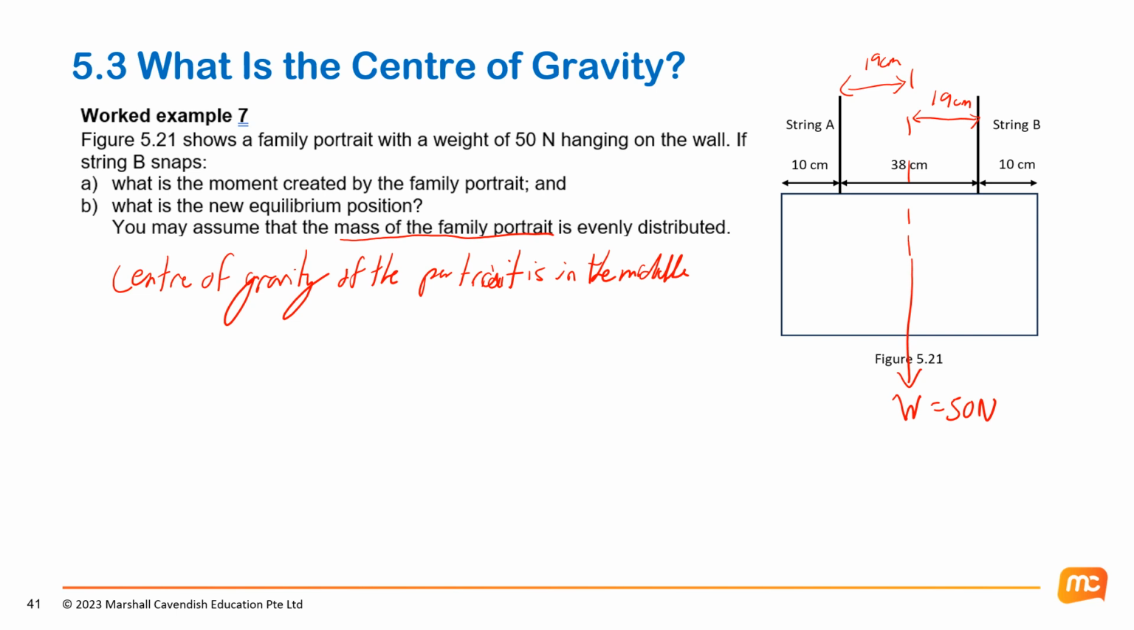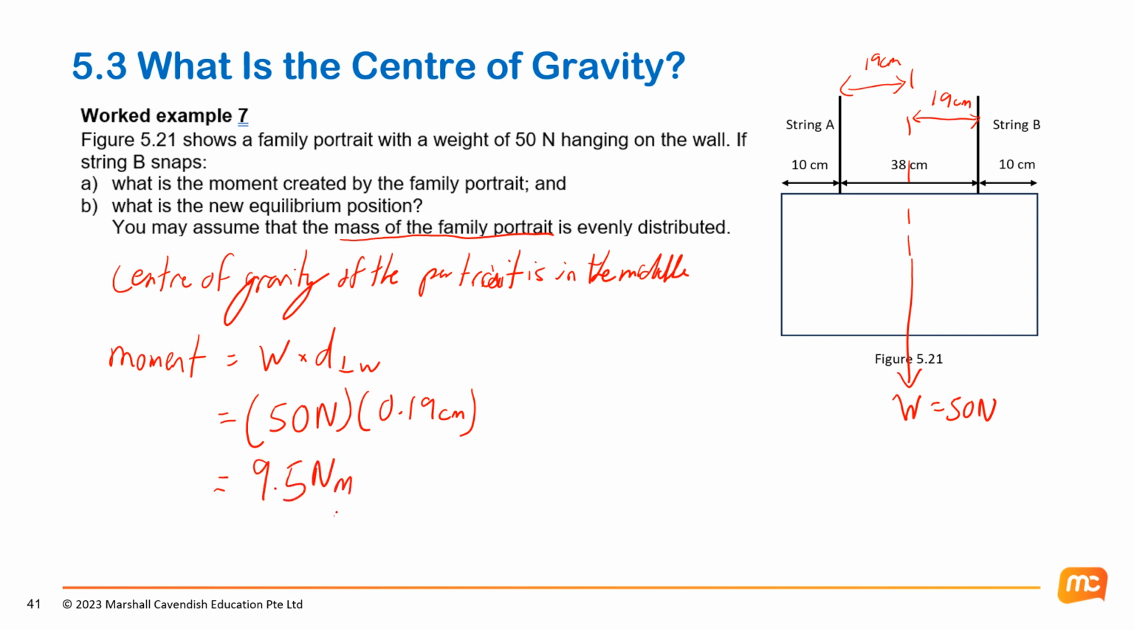So what is the moment created by the family portrait? For part A, we know that moment equals the weight multiplied by the perpendicular distance of the weight. So we can substitute this in very nicely, 50 newtons times 19 centimeters. Quickly convert that into SI units. And then what we get over here should be 9.5 Newton meters. So this is our new moment created by the family portrait.